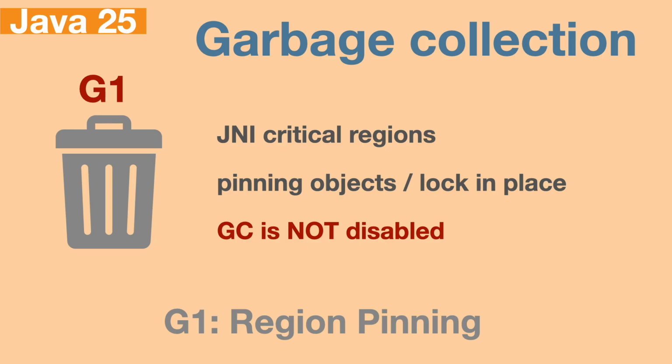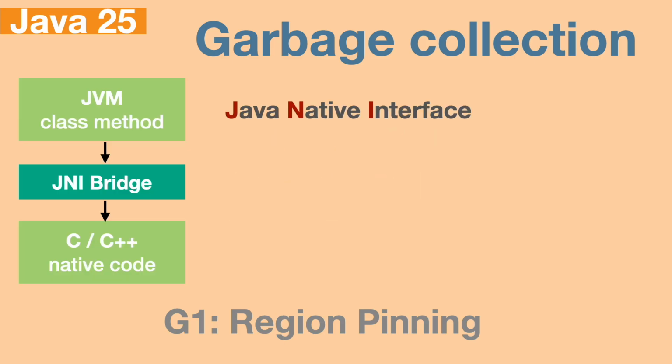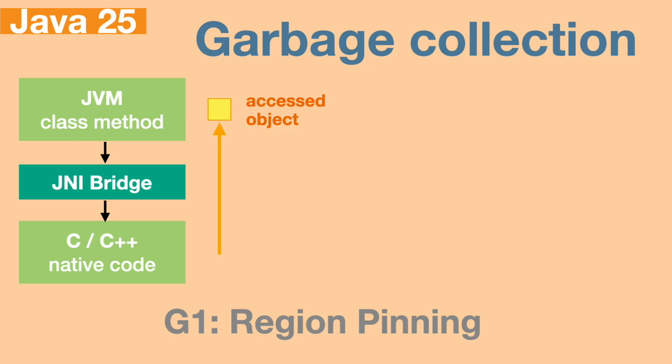Let's elaborate a bit more on this. JNI, or Java Native Interface, is a bridge that allows Java code running in the JVM to call, and to be called by, native applications or libraries written in languages like C or C++. It's used when you need to access system-level resources or existing native code that Java can't handle directly. In JNI, critical regions are sections where Java arrays or objects are accessed directly from native code without copying. The JVM must take care not to move the associated critical object during garbage collection.